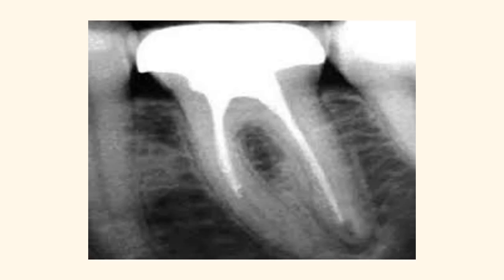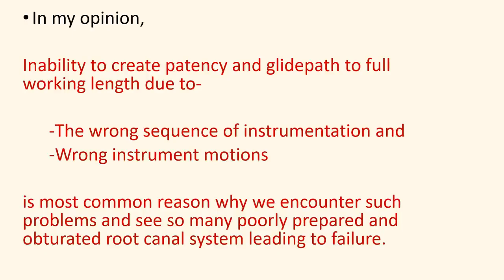You can see that there is one thing common in all these cases: the treating clinician is not able to reach the anatomic apex. The reason may be a ledge formation, canal blockage, wrong instrumentation, whatever, which results in a failure to create a glide path and patency. In my opinion, inability to create a patency and glide path to full working length due to the wrong sequence of instrumentation and wrong instrument motions is the most common reason why we encounter such problems and see so many poorly prepared and obturated root canal systems leading to failure.